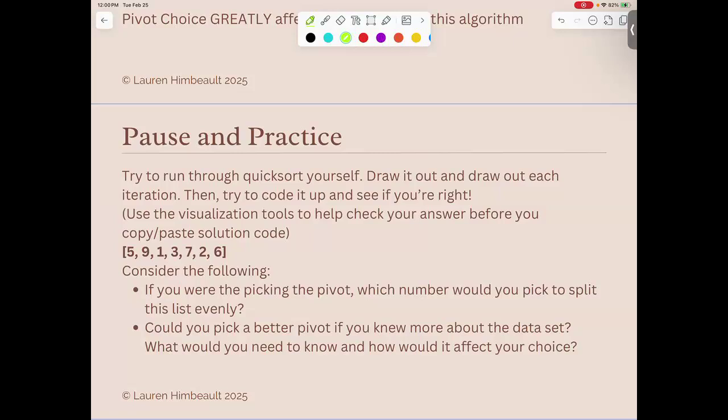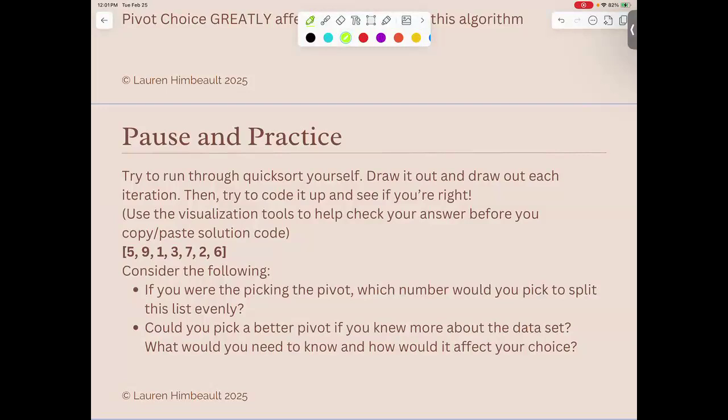So ask yourself, could you pick a better pivot if you knew more about the data set? And what specifically do you think you would need to know? And further to that, how would it affect your choice? So like if you knew it was almost sorted, if you knew it was sorted, if you knew there was lots of duplicates, if you knew there wasn't a lot of duplicates, think about numbers and different scenarios in which patterns and sequences may arise and try to ask yourself, how would that actually affect your decision in a pivot choice? Because there's some really good exam questions in there to see if you understand why picking a good pivot would make a difference and how you would go about picking said pivot.